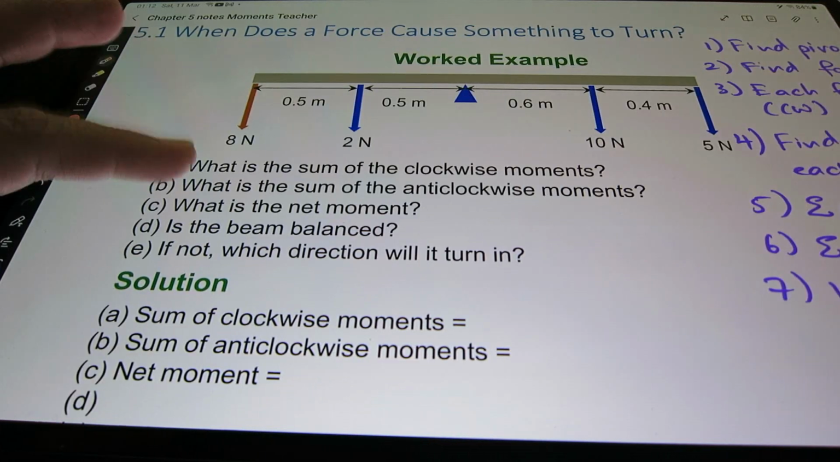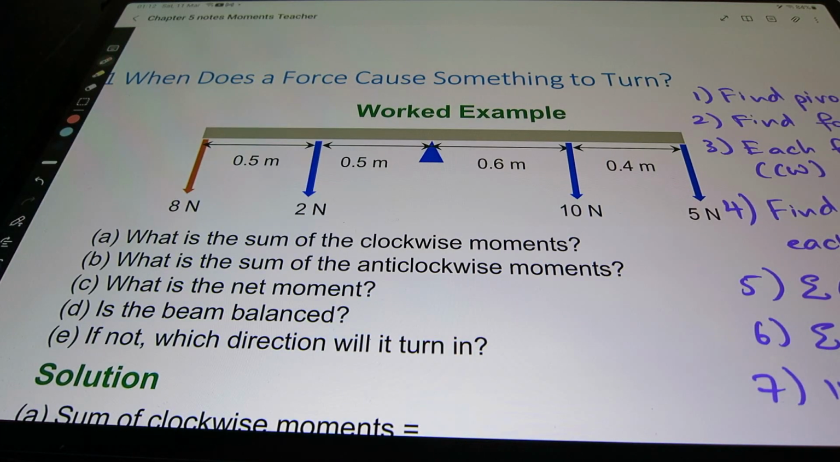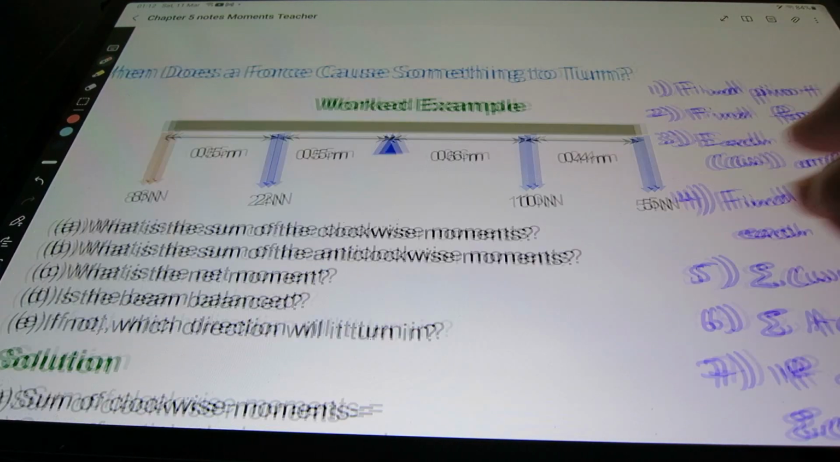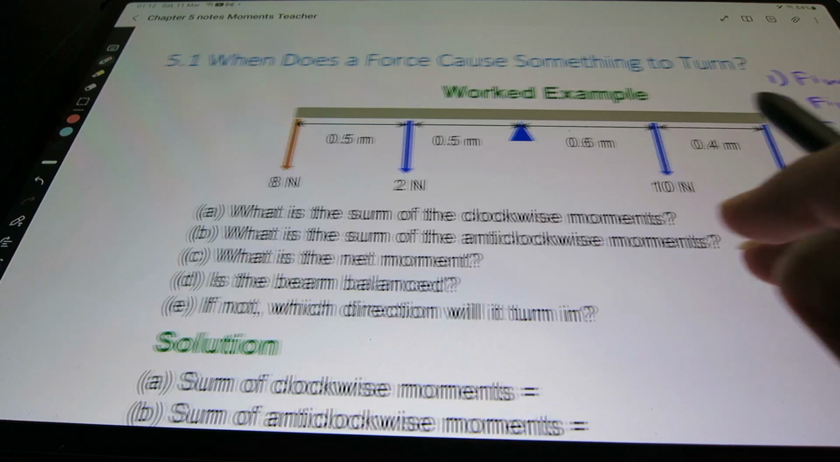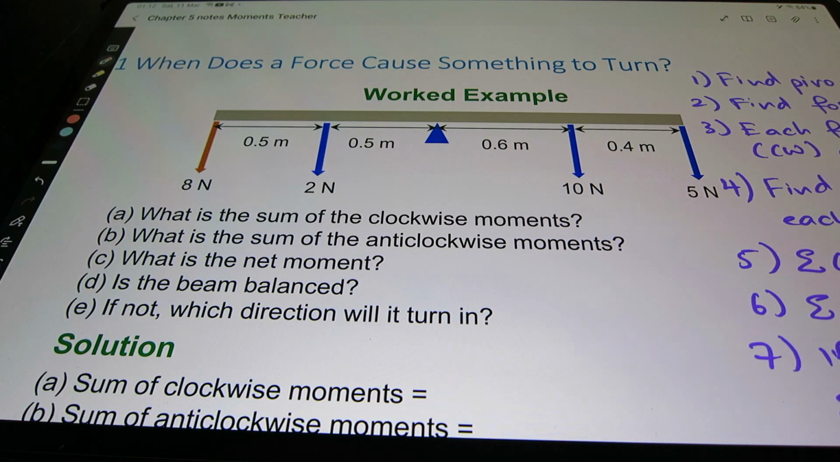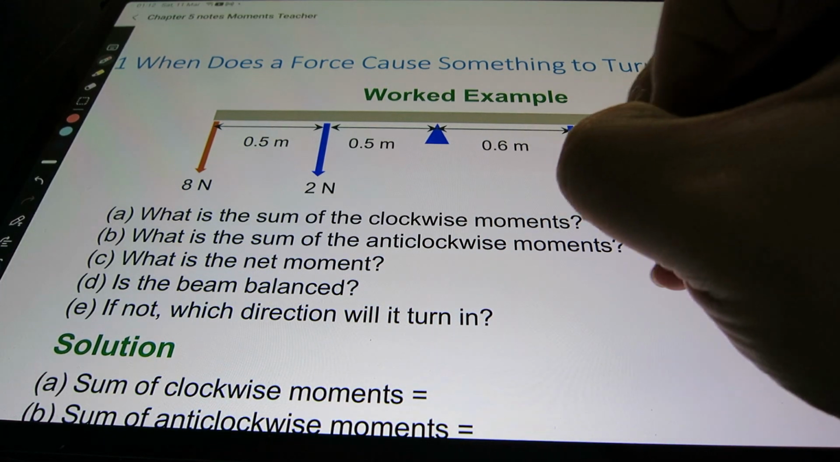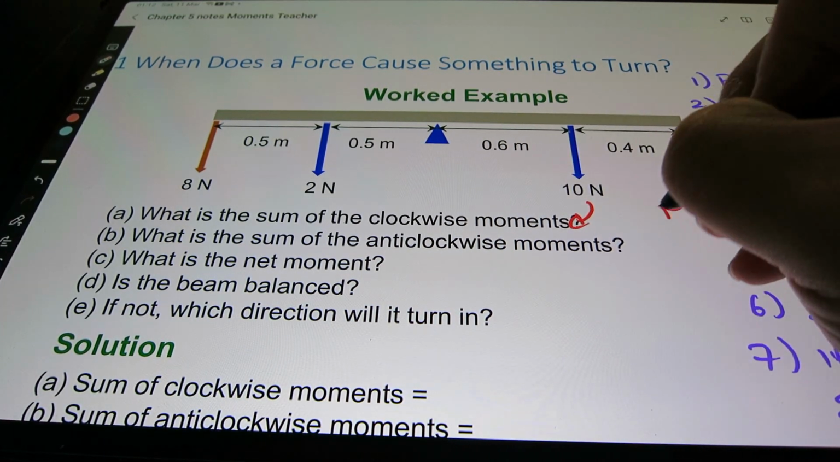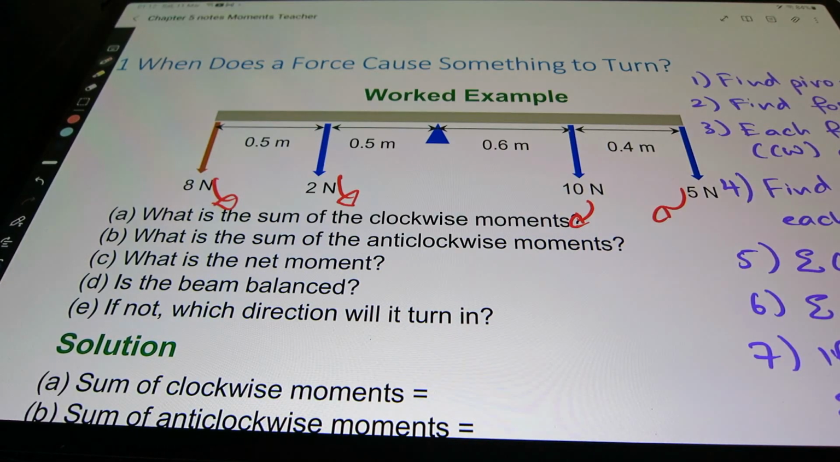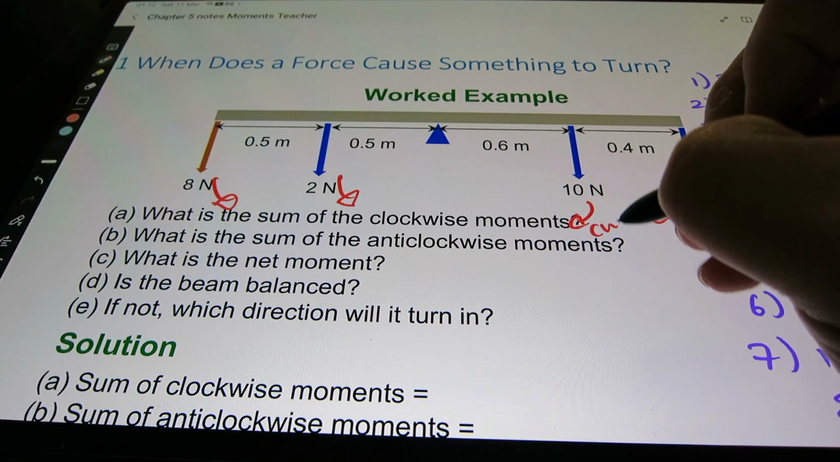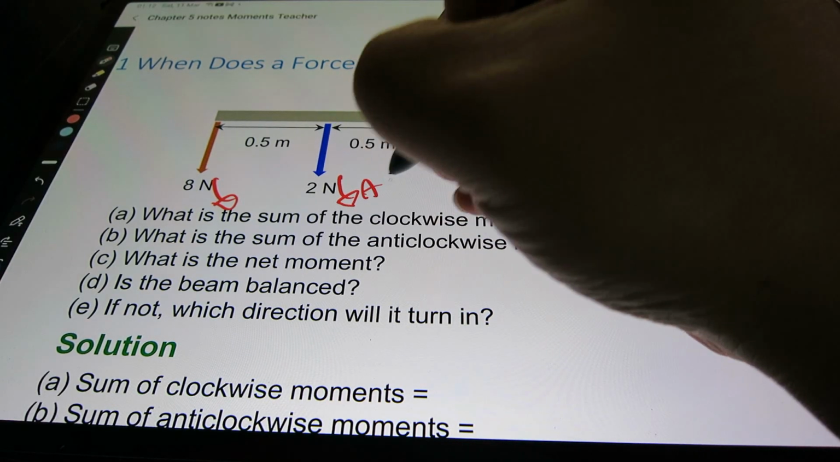Alright, so let's look at the question on the principle of moments. What is the sum of the clockwise moments? A few things you must know when finding the clockwise moments. You look at all the forces and identify first whether it is a clockwise moment or anti-clockwise moment. This is going to cause a rotation like this, this is going to cause a rotation like that, this like this, and this like this. So I know immediately these are clockwise and these are anti-clockwise moments.